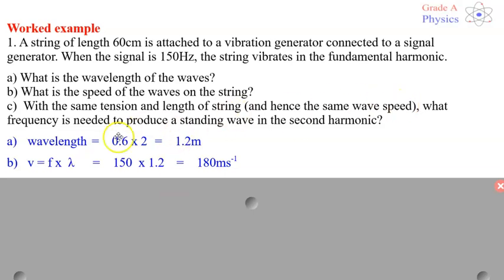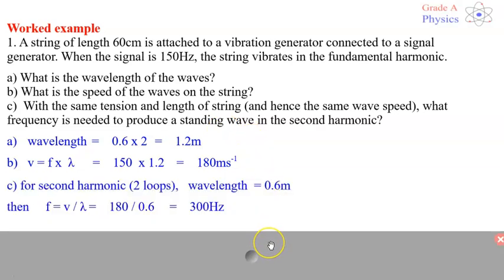So it says what frequency is needed to produce a standing wave in the second harmonic? Well, we know that the second harmonic is 2 loops. So now a full wave is on the same length of string. The length of string hasn't changed. So the wavelength is now 60 centimeters or 0.6, which is half of what it was before. Rearrange the wave formula. f equals v over lambda. The 180 is the same as before, that hasn't changed. So divide by 0.6 and we can calculate the frequency.